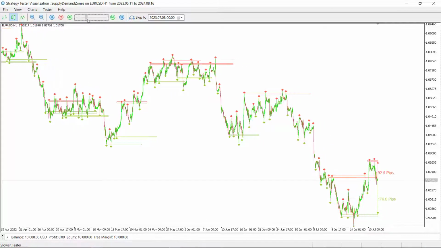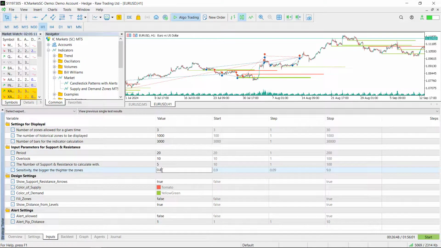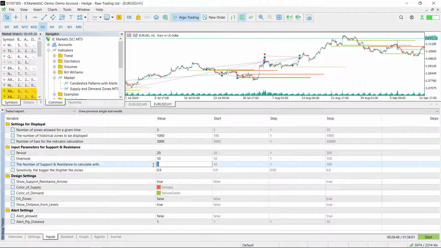The important thing is to customize the settings to match your trading style. I personally like to use tighter zones, so a higher sensitivity, and I don't see the point in comparing very old supports to the latest one, so the number of supports I calculate with is less than 10.